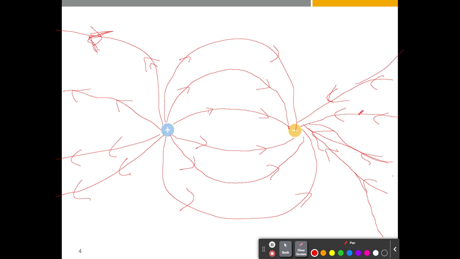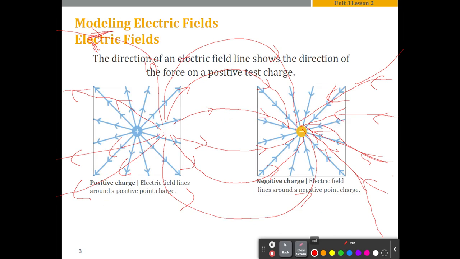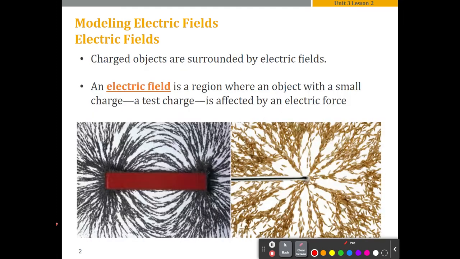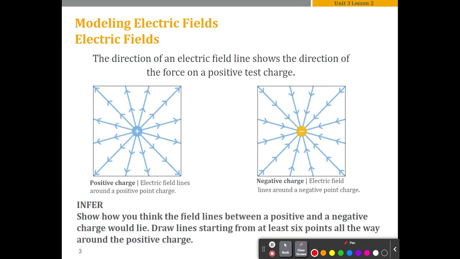So if you put a positive test charge anywhere in this space around these positive and negative charges, it would move toward the negatively charged object and away from the positively charged object. And that is pretty similar to what you see here with the magnet. You see that these iron filings, because you have the north pole and south pole of the magnet, form field lines that are really similar to what I attempted to draw.